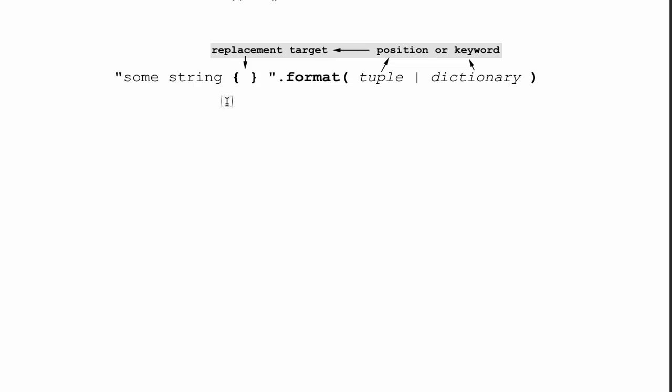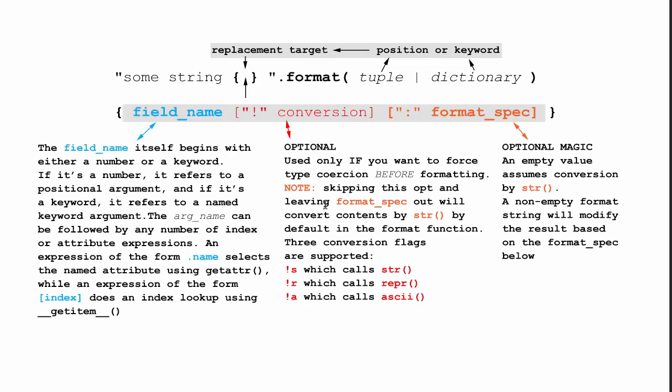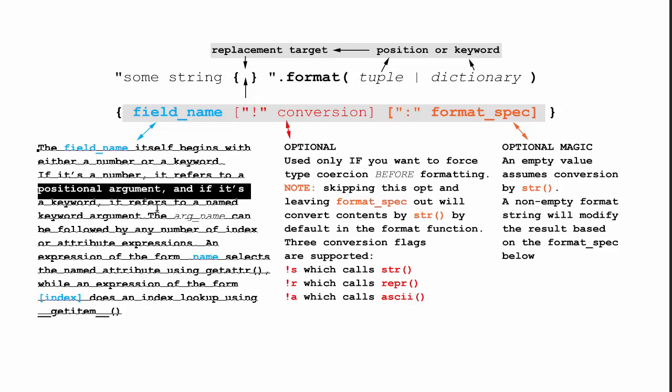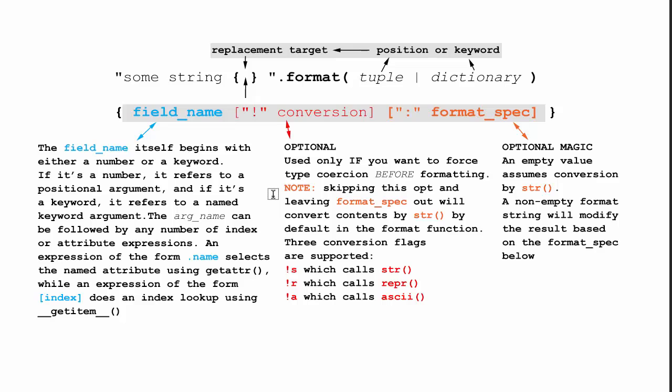Okay, so let me explain that a little better here. This very first thing is called the field name. That can be either a positional argument or a keyword if it's a dictionary. This can also be really cool because it can be objects with attributes. So you can pass in an object over here in the format section, and then just refer to the attribute over here, and it'll actually format it. It's actually pretty cool.